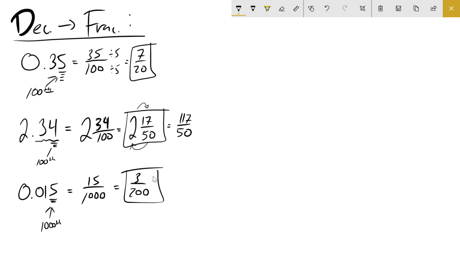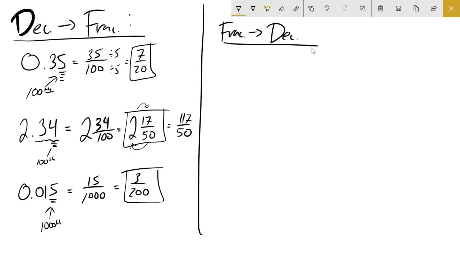Seems okay? All right. Then going the other way is a little bit easier because you just have to pull out your calculator. So fraction to decimal. I told you to round to the nearest thousandths if necessary, but it's not always necessary. So 13 over 20 is literally 13 divided by 20. We pull out our calculators, we go 13 divided by 20, and it comes out to be what? 0.65. Boom.